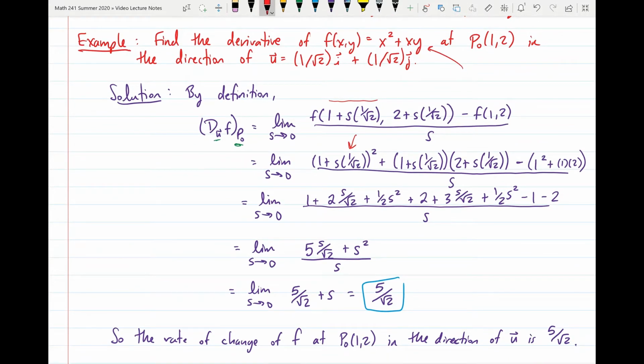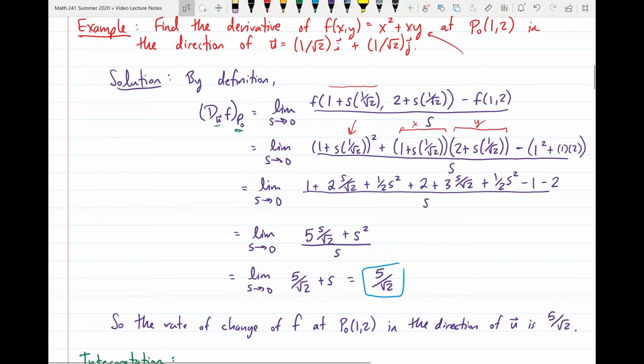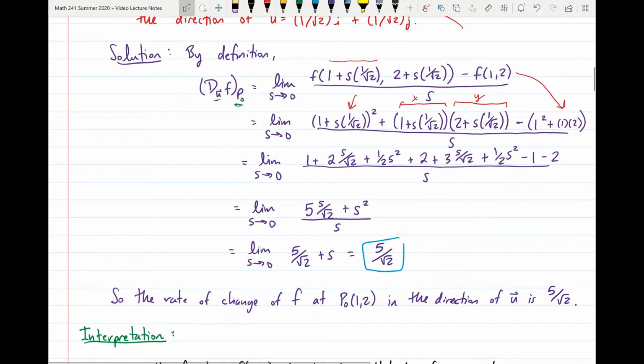So we have 1 plus s times 1 over the square root of 2 multiplied by 2 plus s times 1 over the square root of 2, where this is x and this is y. And then of course we can just plug the point (1, 2) back into the function and get 1 squared plus 1 times 2. We can do a little bit of algebra here and expand, and we end up with a bunch of different constants that cancel. So we have a 1 here that's going to cancel with this minus 1. We have a 2 that's going to cancel with this minus 2.